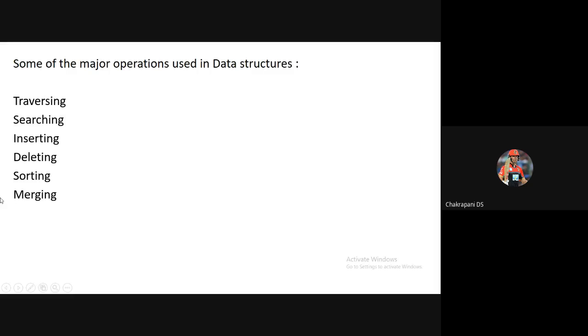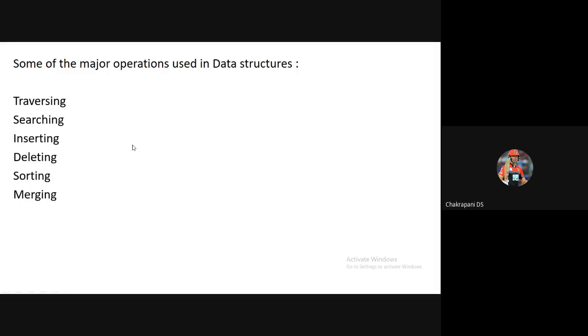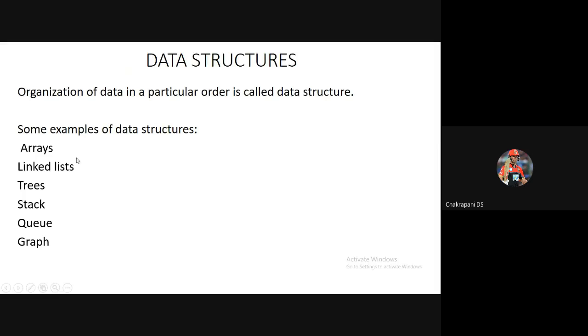The last one is called merging. So I can merge the values in two different data structures. That is what we call merging. We don't study much about merging here. The major operations which we are going to study are inserting, deleting, and searching. We'll study them in detail. So this is the definition of data structure and examples of data structure.